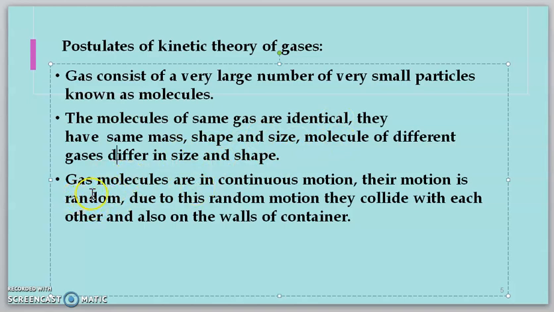Now third assumption, gas molecules are in continuous motion. Their motion is random. Due to this random motion, they collide with each other and also on the walls of the container. As I have already told you, gaseous molecules are always in motion. Their motion is random, means not in one direction only, they are randomly moving, and because of this random motion they collide on each other and also on the walls of containers.